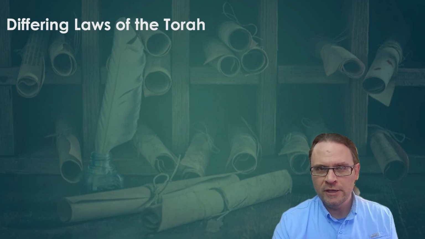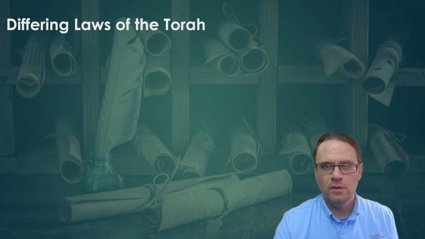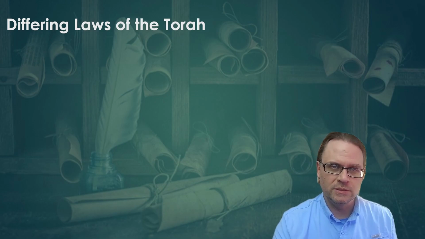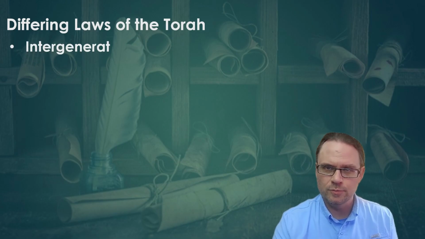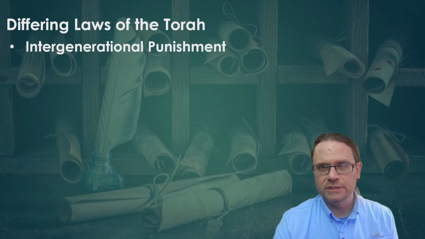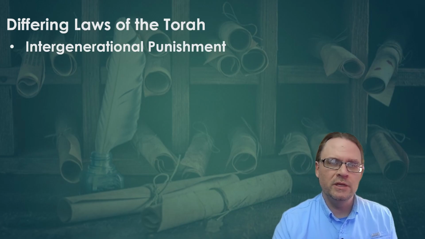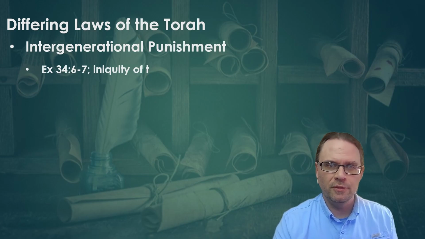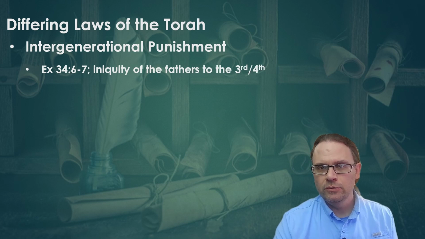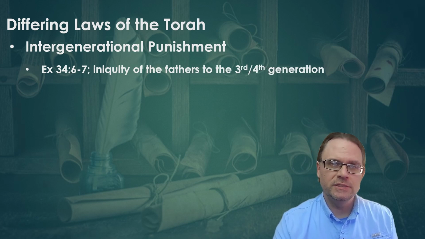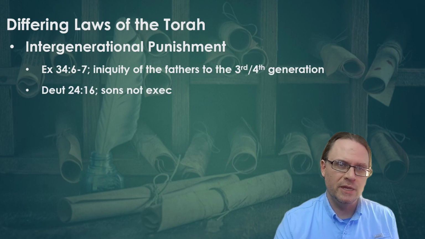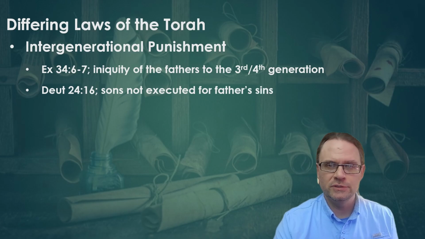But as we saw with the slave laws, we can even see progression within the Torah itself, as its laws were adapted, modified, and sometimes even altered. And perhaps the best example of this regards when and under what circumstances intergenerational punishment was permitted. In Exodus 34:6-7, we're told that God visits the iniquity of the fathers on the children to the third and fourth generations. Yet Deuteronomy 24:16 explicitly says that the son shall not be put to death for the sins of the father, and vice versa.